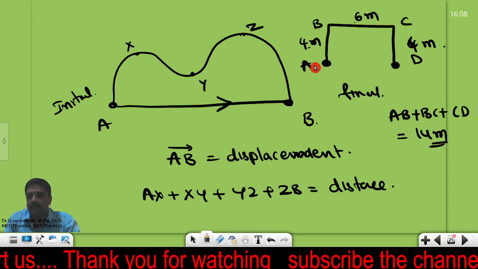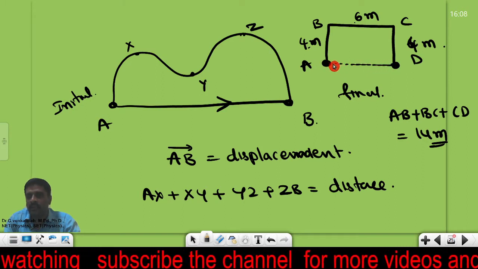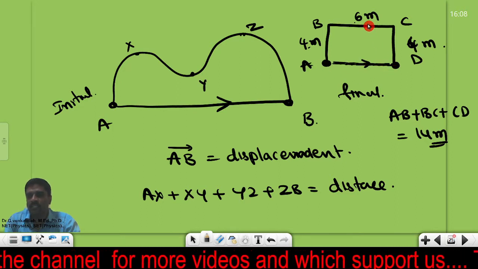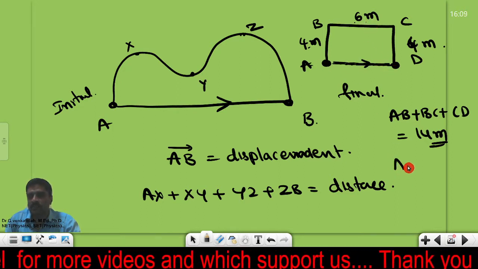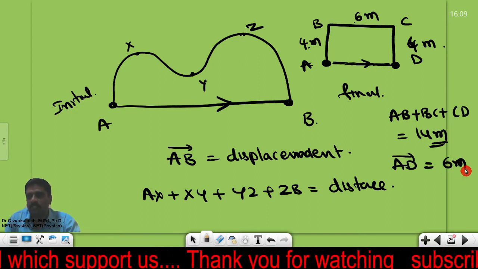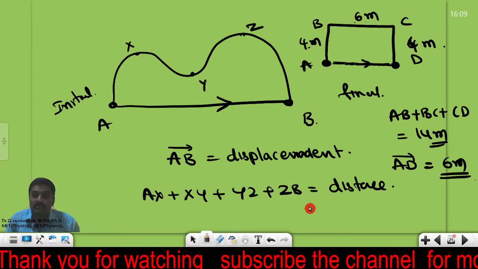Now what is the displacement? The perpendicular distance between the initial and final point. How much perpendicular distance is there? A to D, this is a 6 meter distance, that is AD bar is equal to 6 meter. We are having only 6 meters. That is the very important point about distance and displacement.